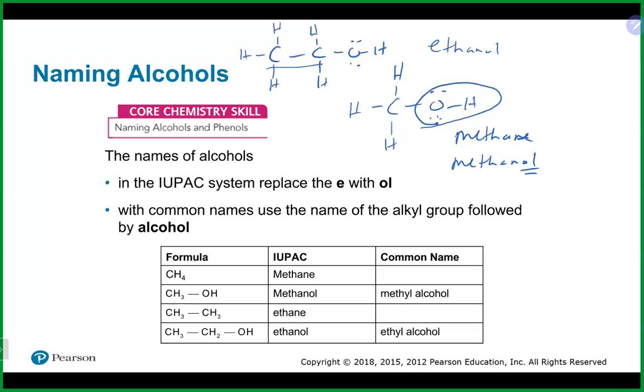Now, an abbreviated or common name for alcohol, especially these couple, is to just name the group that's attached, so the CH3, and call it methyl and then alcohol. Ethyl alcohol is the same thing as ethanol. Methyl alcohol is the same thing as methanol. So sometimes for those kind of guys where you don't really need numbering, they'll just name the group and put alcohol at the end as the common way of naming it. We mostly will go with the IUPAC way of naming, which is the more official way of naming it.